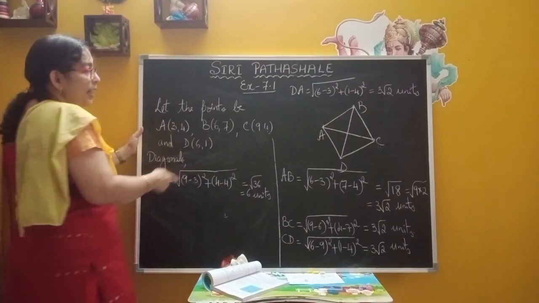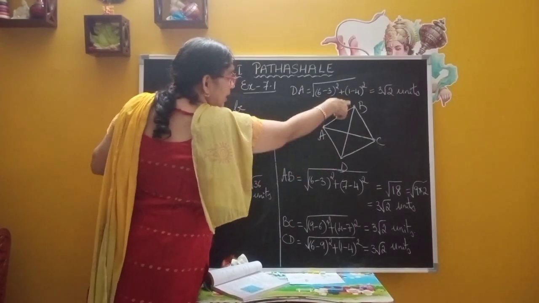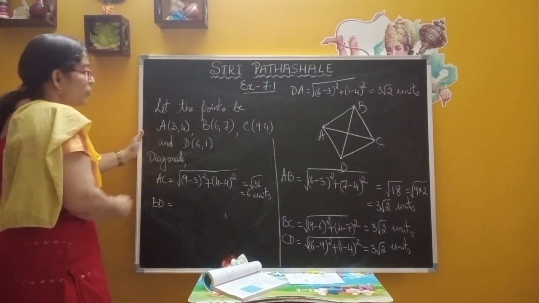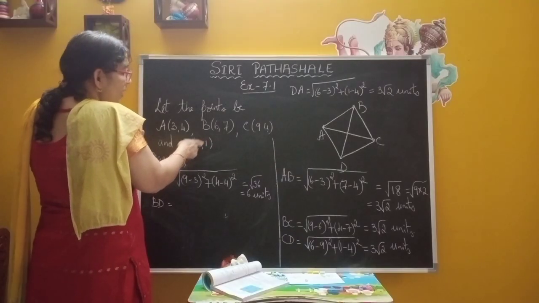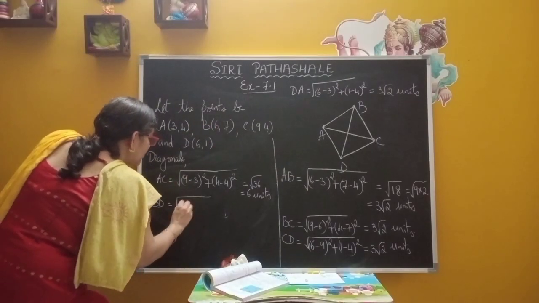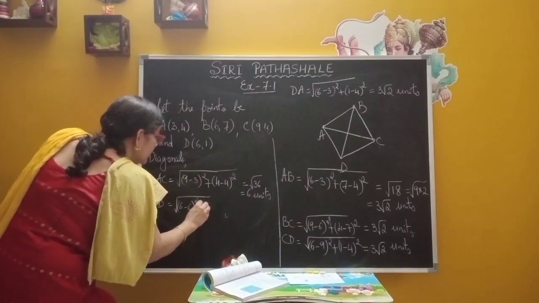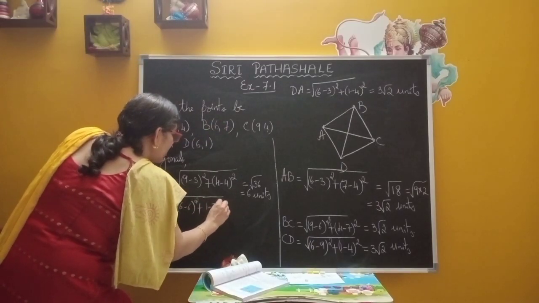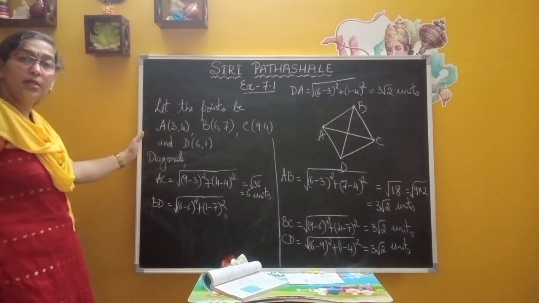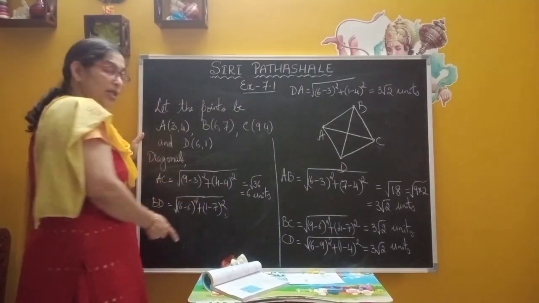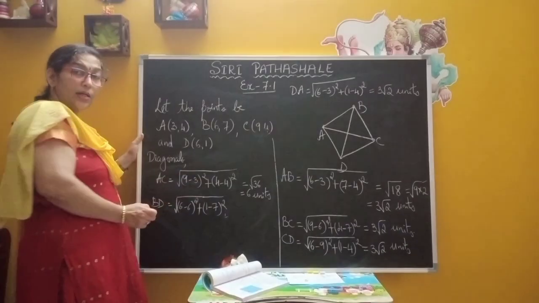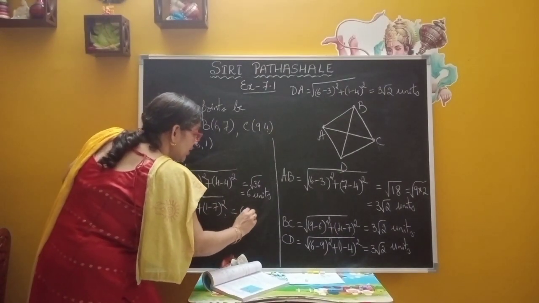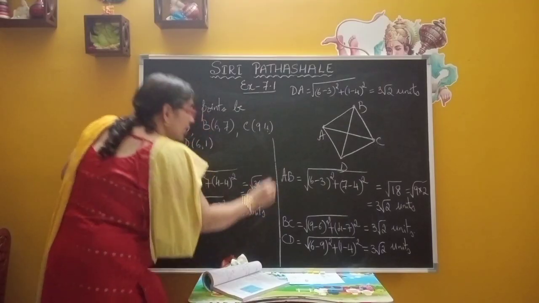Now let us take another diagonal, which is BD. The length of BD, taking B and D, is the square root of (6 minus 6) whole square plus (1 minus 7) whole square. 6 minus 6 is 0, 1 minus 7 is minus 6. Minus 6 square is 36, and the square root of 36 is 6. So this is also equal to 6 units.